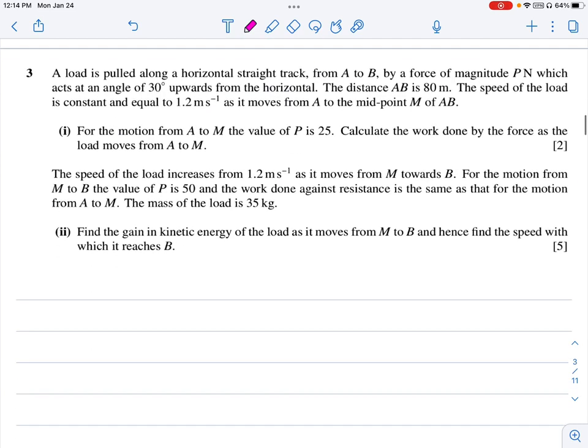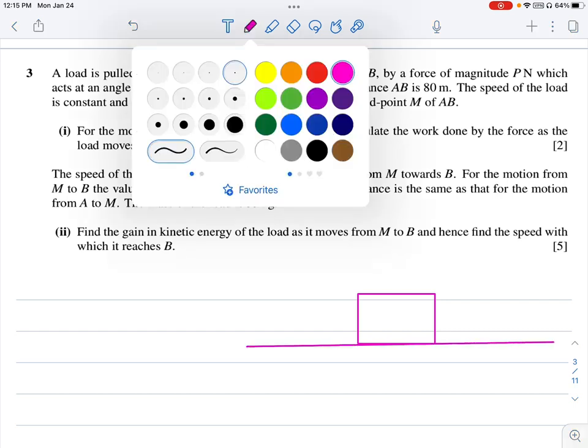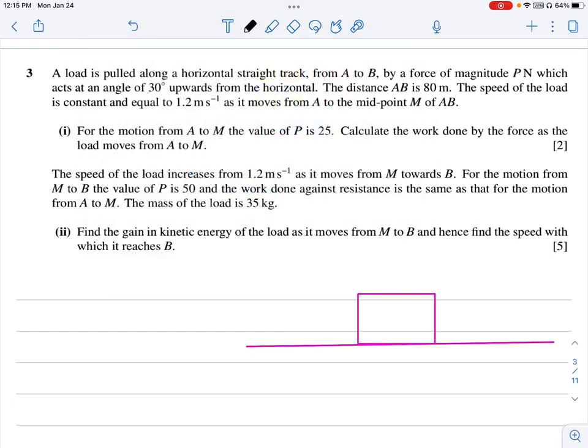Now coming to the third question. A load is pulled along a straight horizontal track from A to B by a force of magnitude P newtons, which acts at an angle 30 degrees from the horizontal. There is a load on a horizontal track. It is pulled by a force of magnitude P newtons, which acts at an angle 30 degrees upwards from the horizontal.